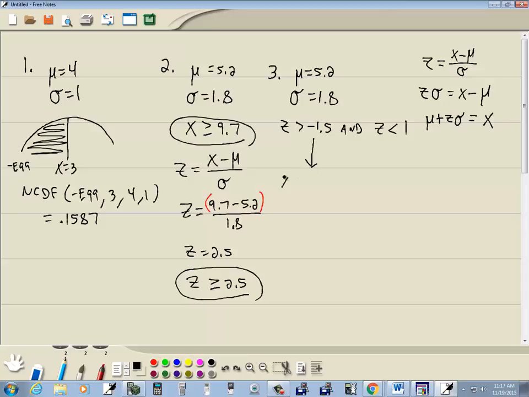So for this x value, mu was 5.2 plus z. Z is negative 1.5, so I'll say negative 1.5 times sigma, which was 1.8. And for this x value, we're going to have, again, our mean, which is 5.2, and then plus z. This time z is 1, whatever number's on the right side here, times sigma, which was 1.8.